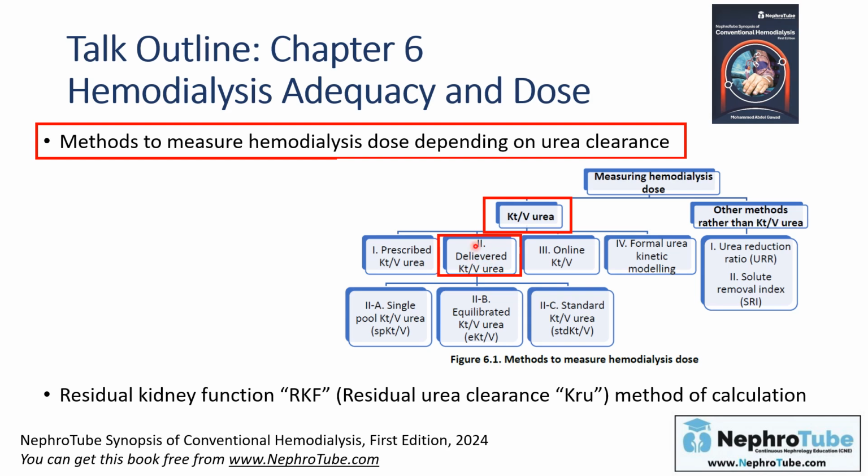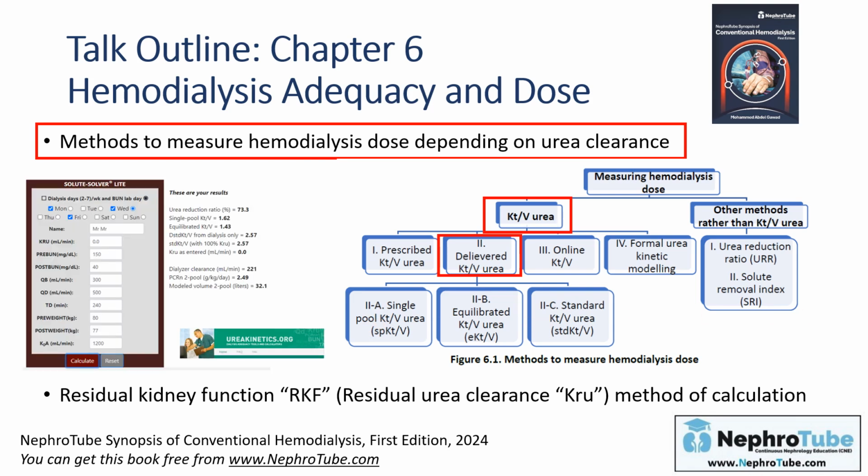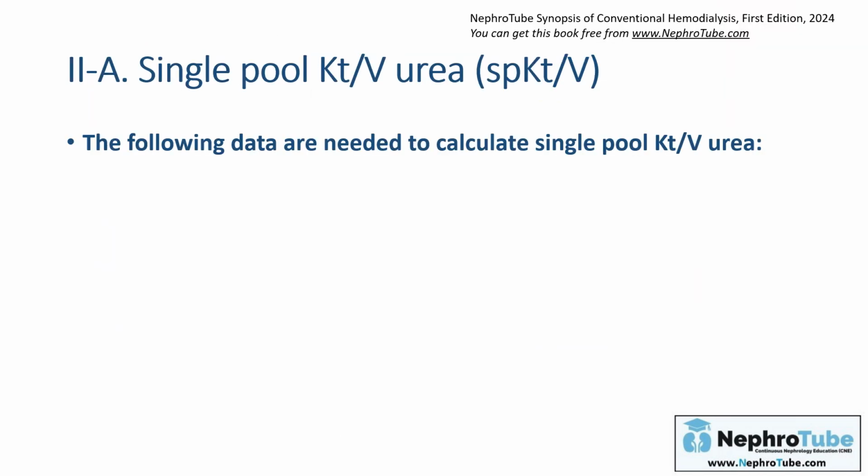Now we will talk about different methods to calculate delivered KT over V. All these methods can be calculated by the same calculator I mentioned at the beginning of the lecture, which is ureakinetics.org. It will be easy to calculate all of these. Let's go now through the first method to calculate delivered KT over V, which is single pool KT over V.